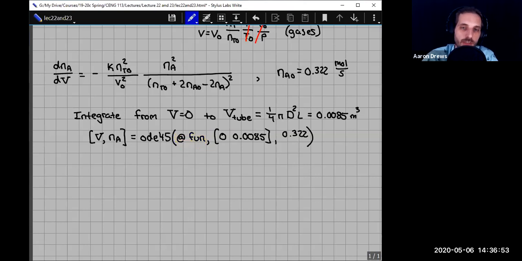Personally, if I were going to try to do this from scratch, I probably wouldn't have done all those substitutions. I would have just solved it for NA and NB. But that is like one of four different ways that we could solve this thing. And we're going to look at another one here in a couple of minutes.